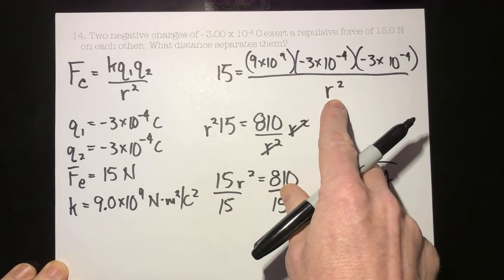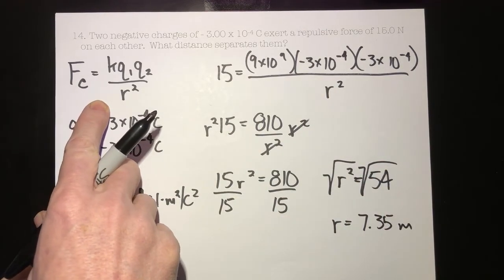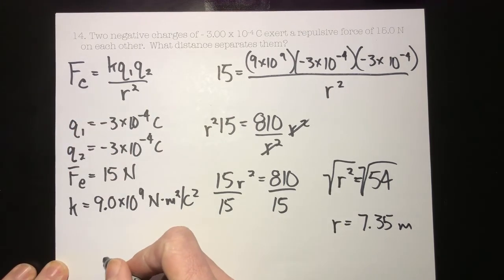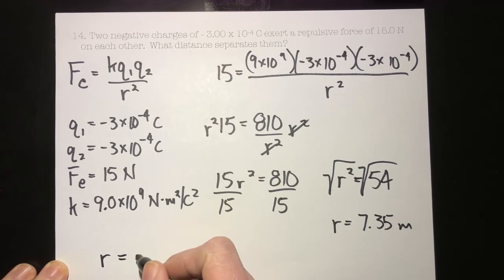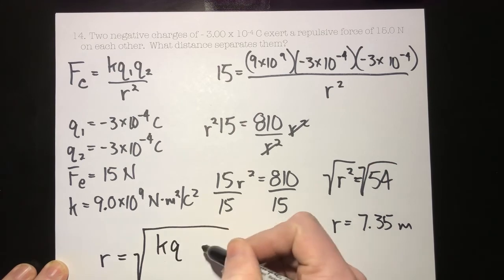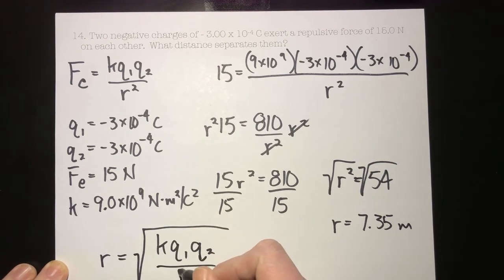Now, the other way you could do this is, instead of plugging all the numbers in here and then working through and solving, you could take the original equation and rearrange it to solve for r. And if you do that and you use your algebra correctly, you'll get r equals the square root of Coulomb's constant times charge 1 times charge 2, all divided by the electrostatic force. And if you plug your numbers into this equation, you'll still end up with our same answer of 7.35 meters.